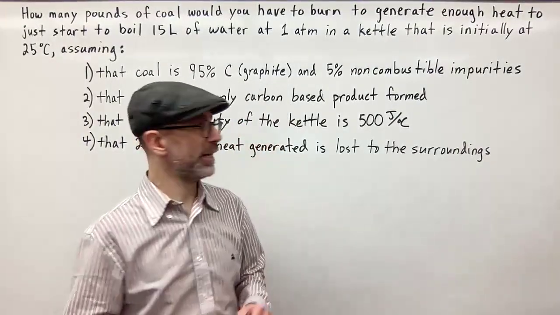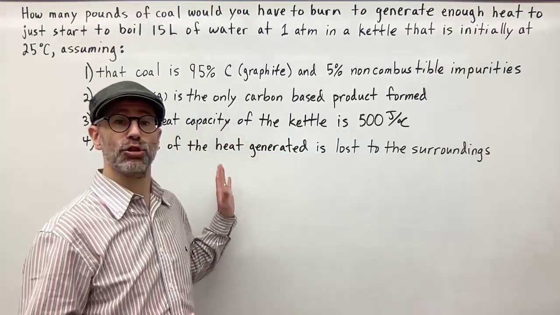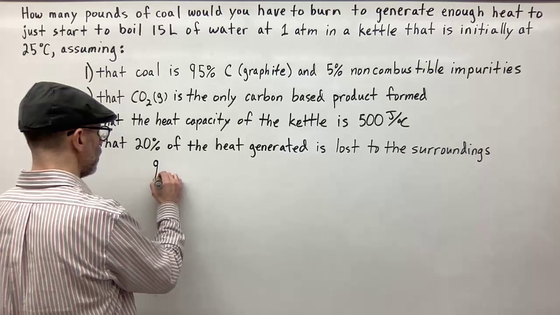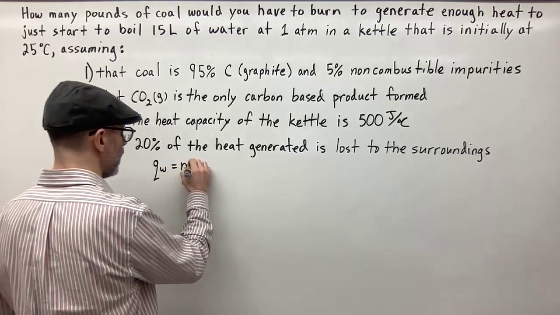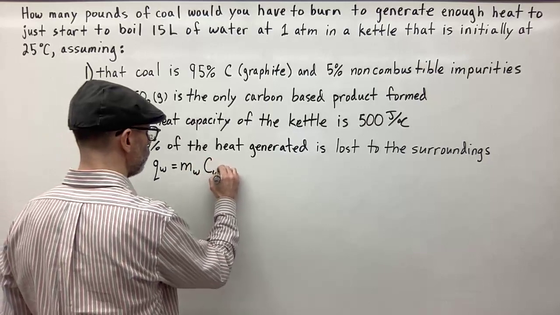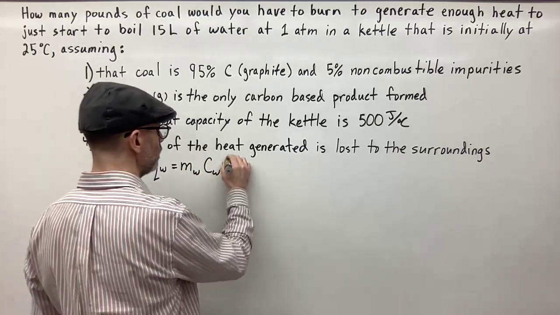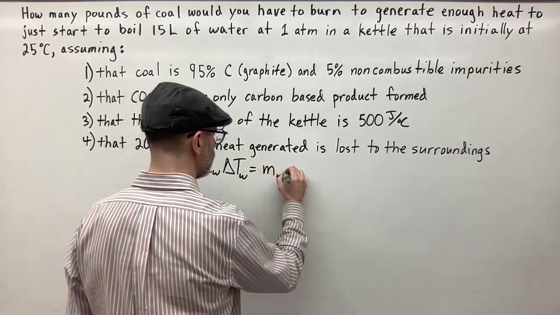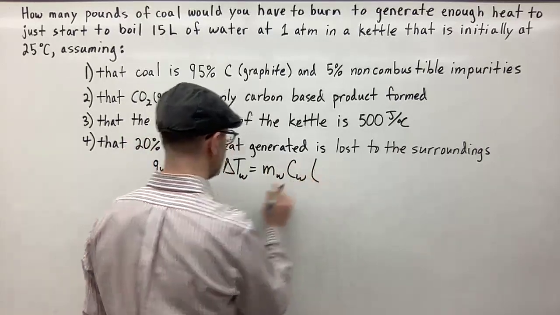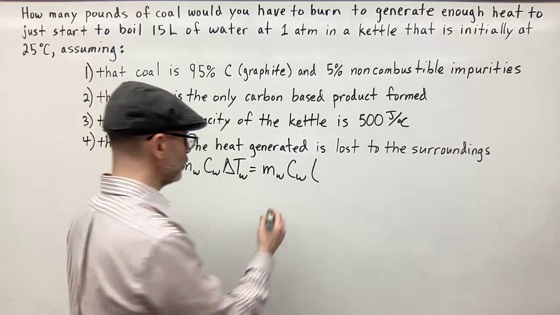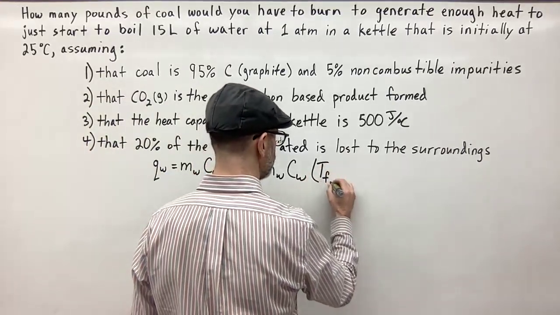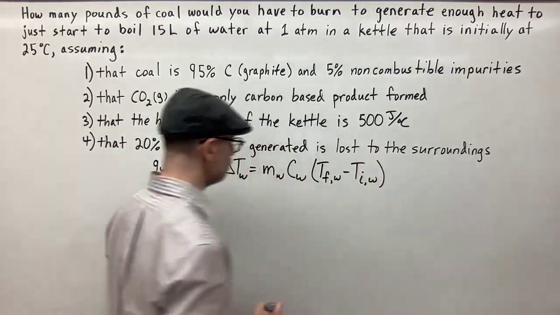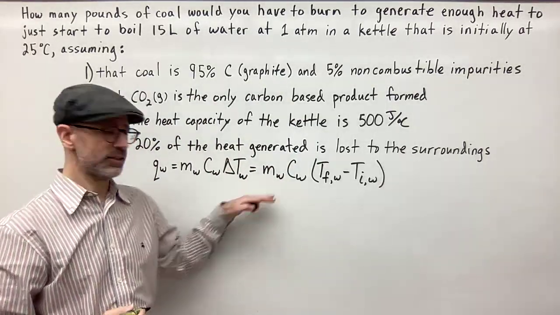So the first thing we want to do is calculate the amount of heat needed to boil the water. We're going to use our Q equals mcΔT. So the Q of the water is going to be equal to the mass of the water times the specific heat of the water times the change in temperature of the water. And the change in temperature is always final minus initial. So that's going to be the final temperature of the water minus the initial temperature of the water.